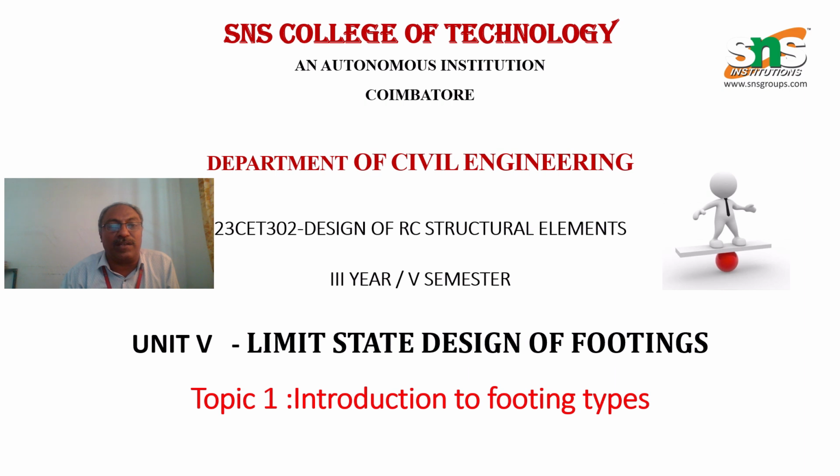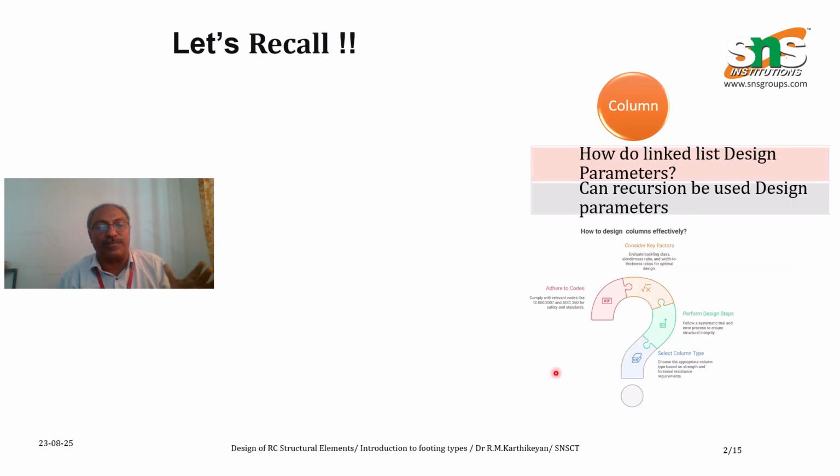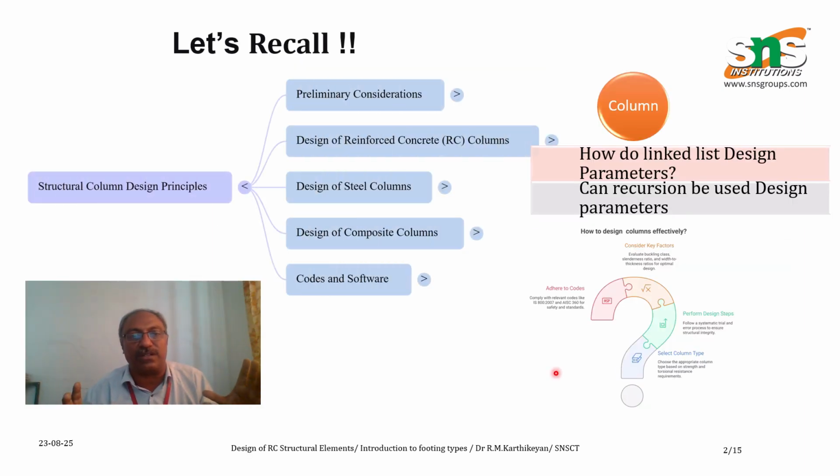Let's recall that last class we discussed the types of columns and the column design: the preliminary classification of square and rectangular columns, and how we correlate them with IS 456 to the design parameters. Today we are going to discuss how, after the column, the load will be transferred to the soil. So these are the topics we are going to discuss.